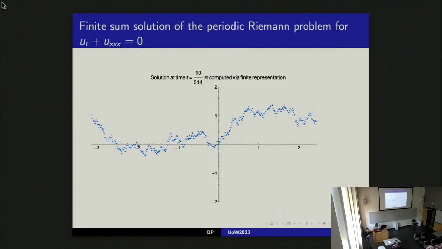If I use that finite sum formula to plot the solution instead of the truncation of the Fourier series, suddenly you really see this is a solution where the multiple is 10 over 514. So I do expect many, many copies of the initial condition. This is starting from just a step. It's taking that step, scaling it, translating it 514 times, possibly. Okay, and that's what you get.